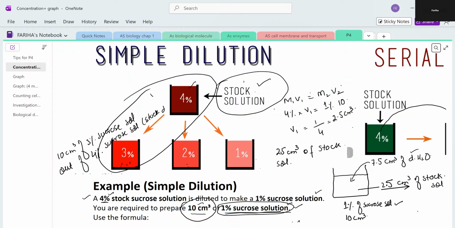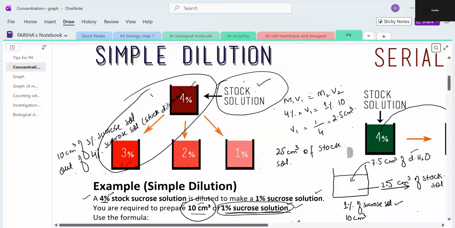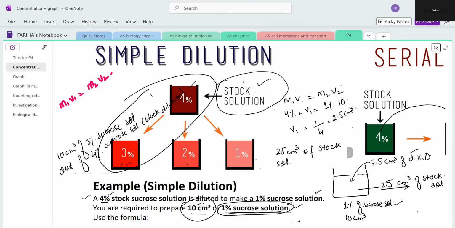Each time the stock solution is not going to change. The stock solution will remain the same. And which formula are we going to use? We are going to use the formula M1V1 = M2V2. Now, what is M1 in this case? Can anybody tell me what is M1 in this case? You need to participate, beta. Quickly. 4. Very good.